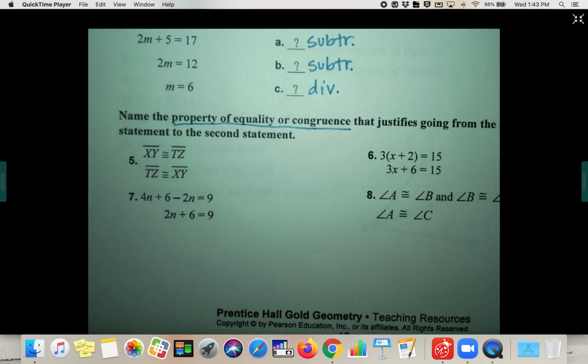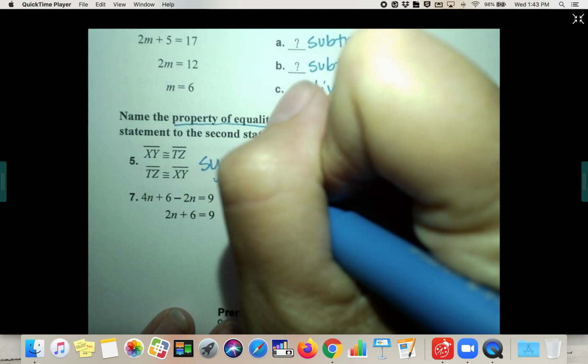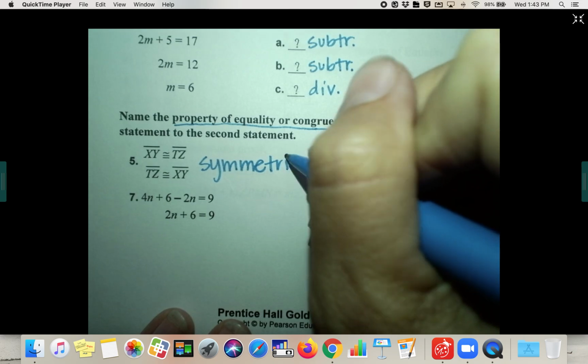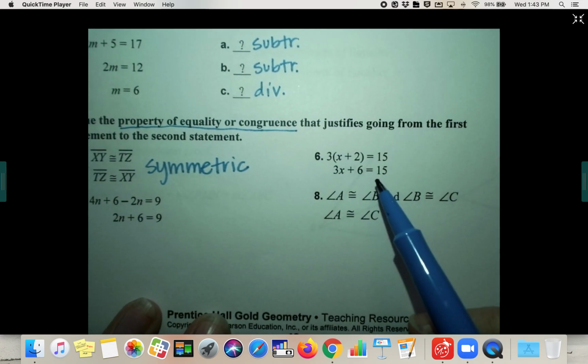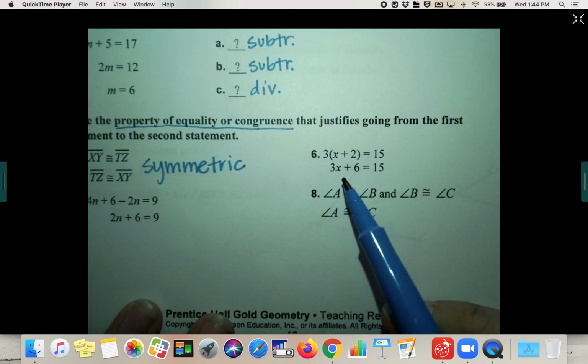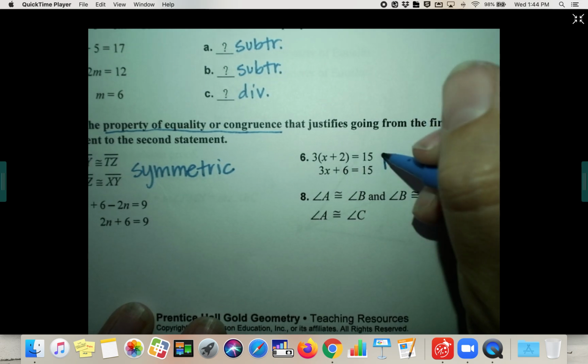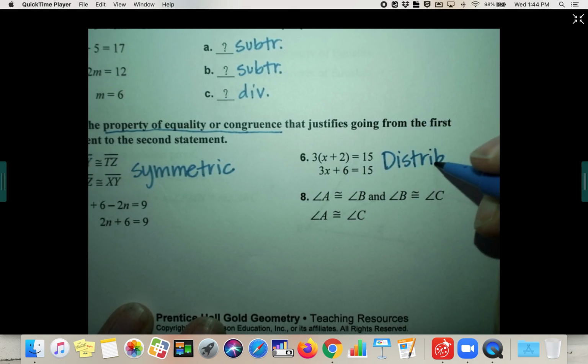So on number 5, segment XY is congruent to segment TZ, and segment TZ is congruent to segment XY. So all they did is flip-flop those. That would be the symmetric property. Number 6, you can tell they have distributed, distributive property.